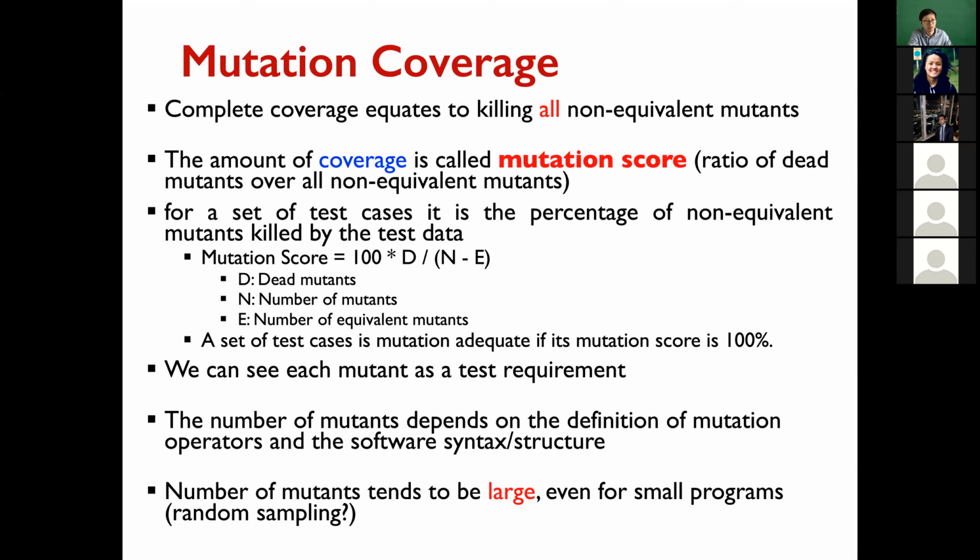Then specifically, formally, the mutation score equals 100 times the number of dead mutants divided by the number of mutants minus the number of equivalent mutants, right?